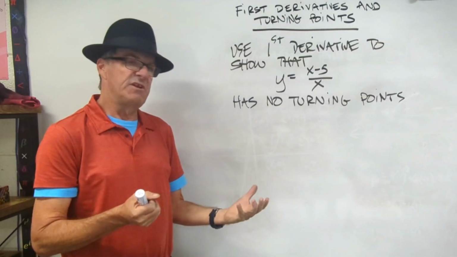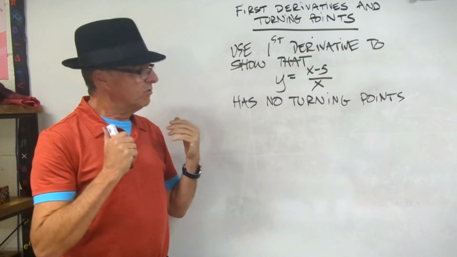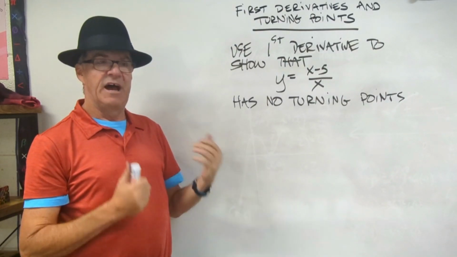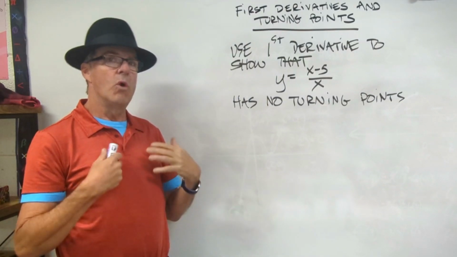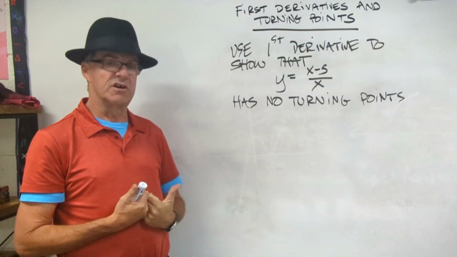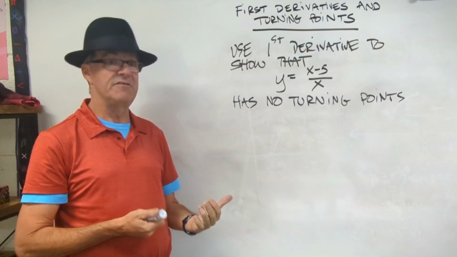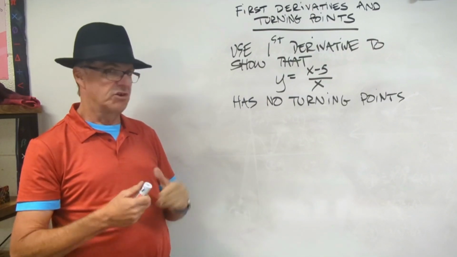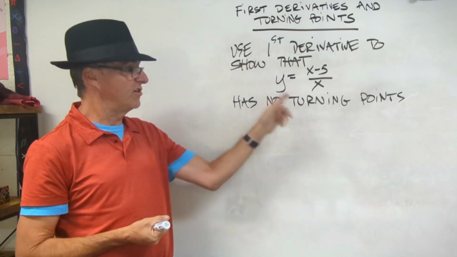So before we jump into that, think about what that has to mean. We're going to take the first derivative, and then we use that to find turning points. So what do we do when we search for turning points? We try to find where the first derivative is equal to 0. So go ahead and do that and see if you can figure out how to show that this function has no turning points.